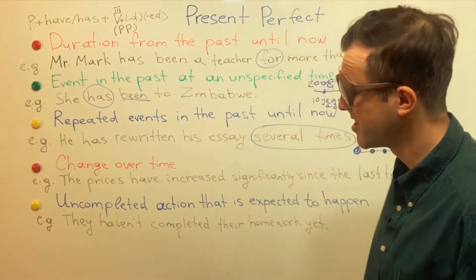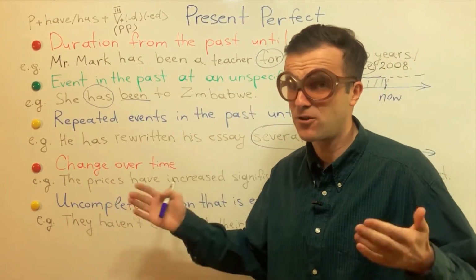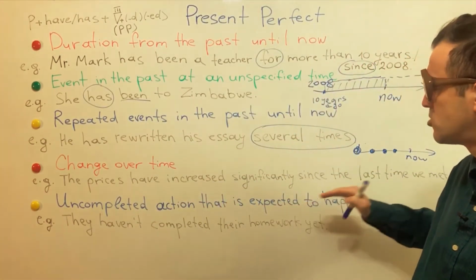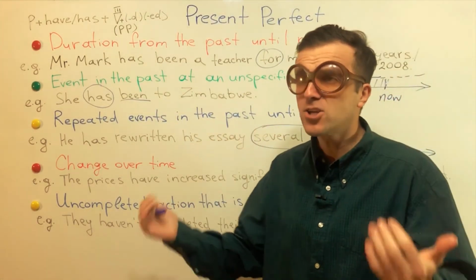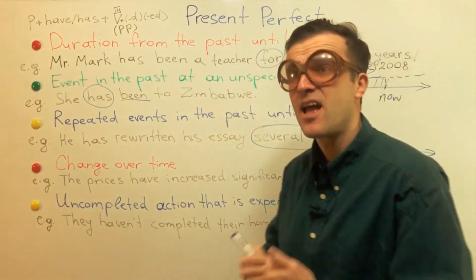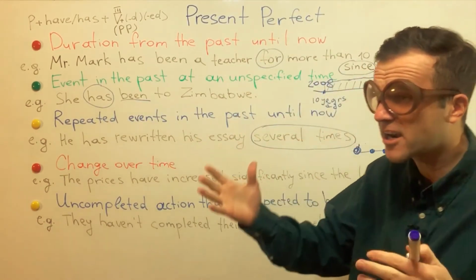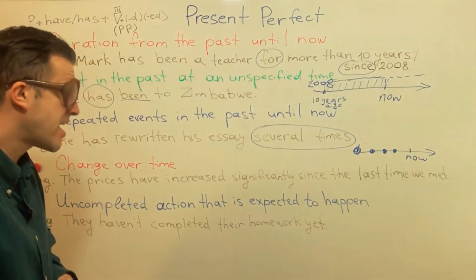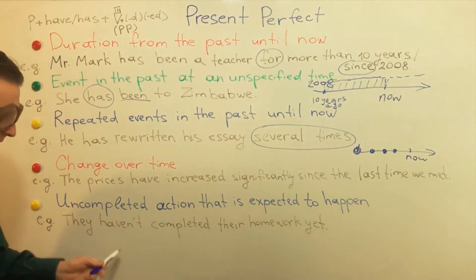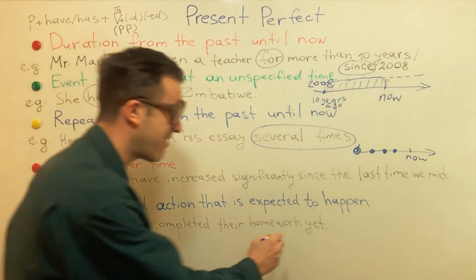All right. So let's move on to this fifth and the last way of using the present perfect. So it's uncompleted action that is expected to happen. Uncompleted action. So you haven't completed this action yet. So what are the markers for this? They are not yet and still. For example, they haven't completed their homework yet. So here is, we have not and we have yet.